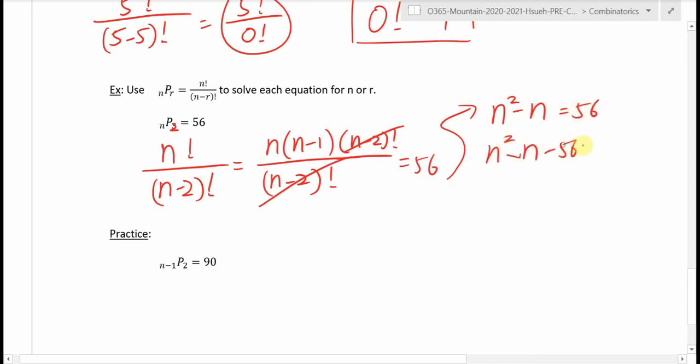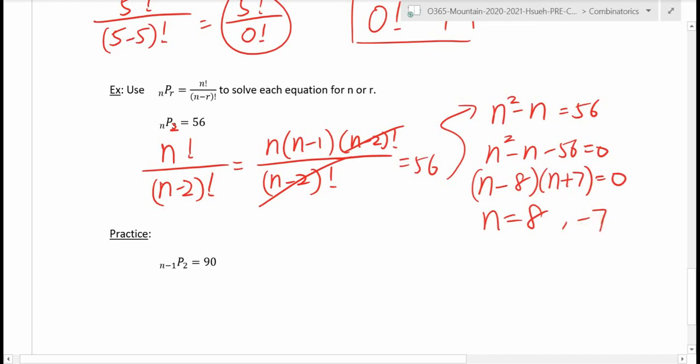We can simply move 56 to the other side, and then we can factor this quite easily. Negative 8 times positive 7 is negative 56. Therefore, n either equals 8 or negative 7. Now, n equals negative 7 does not make any sense because remember, n represents the total number of objects. You can't have negative 7 objects. That makes 0 sense. So n has to be 8.